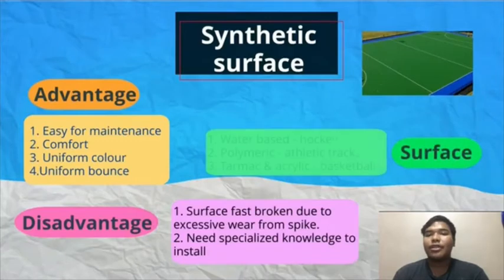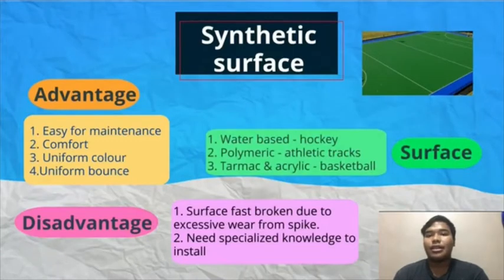There are three different surfaces for synthetic surface. First, water based, which is used in field hockey. Second, polymeric, used for athletic tracks. And third, basketball uses tarmac and acrylic for synthetic surface.